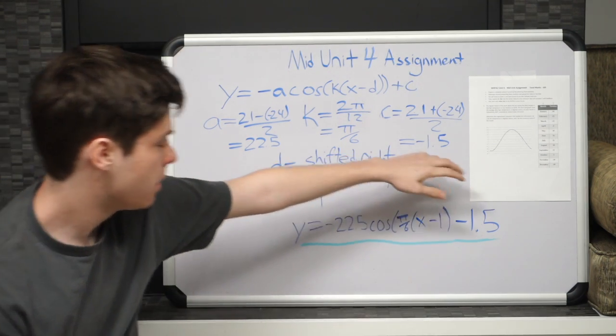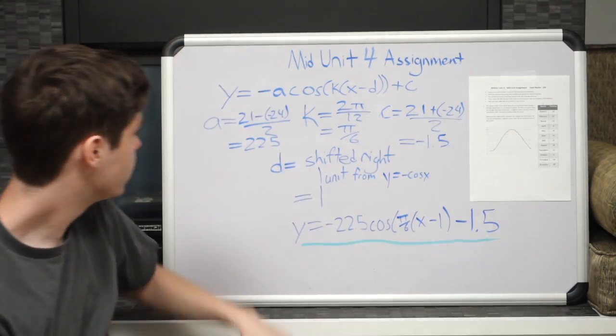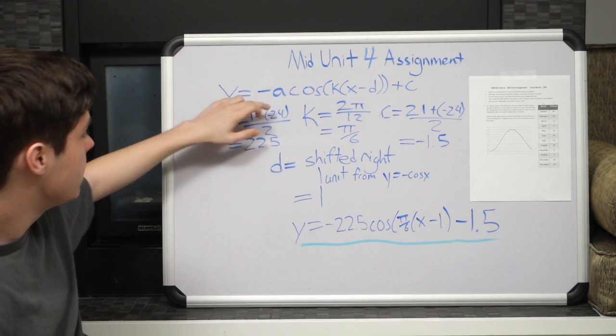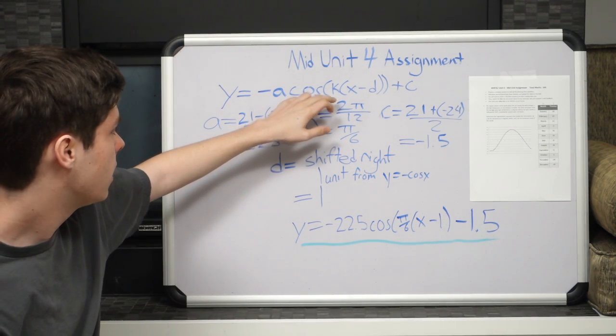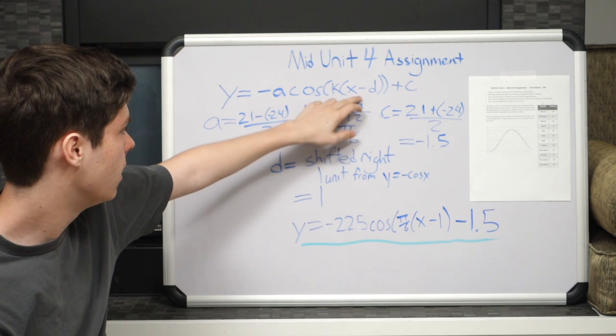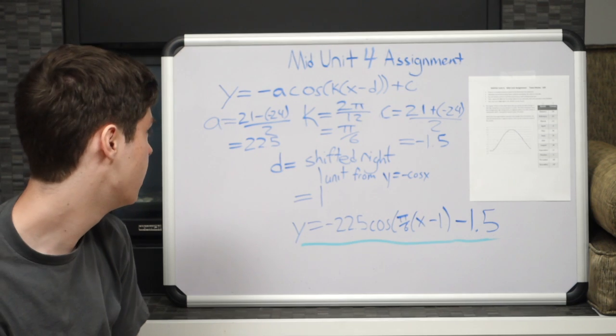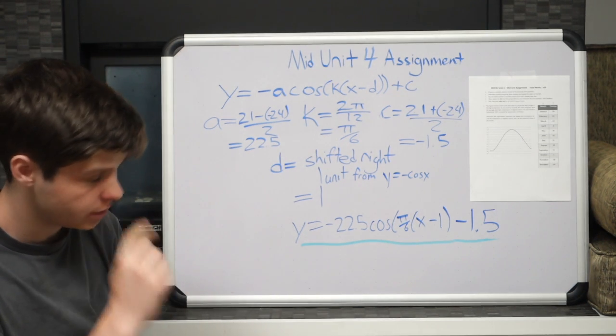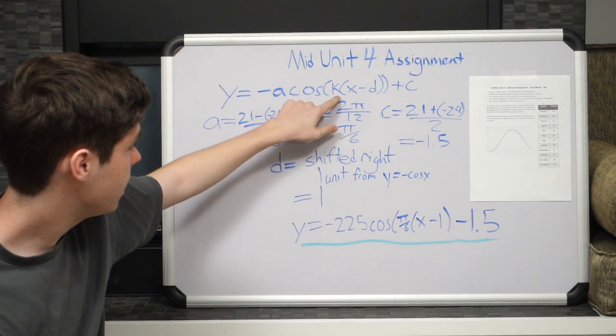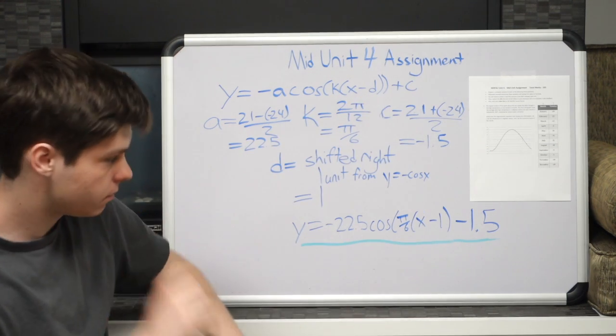And then there are many transformations applied to this. So we have the equation y equals negative a cos, and then in brackets k, and then inside more brackets x minus d, bracket plus c. So now we have to find the values of a, k, d, and c.